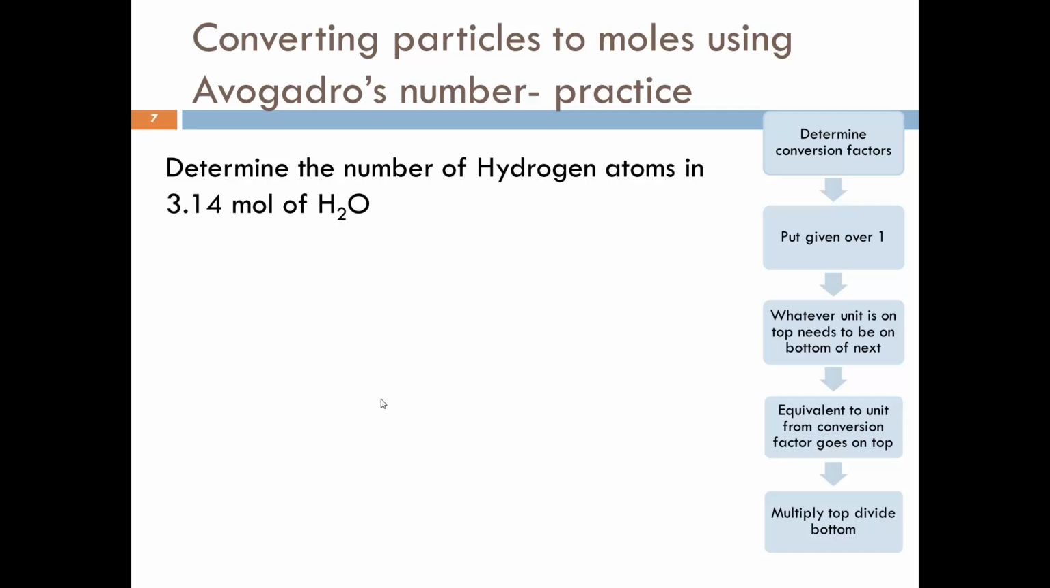Alright, let's take another problem. This one's going to be a little bit harder. Determine the number of hydrogen atoms in 3.14 moles of H2O. I see the word atom there, so that automatically makes me think I need Avogadro's number somewhere. We have a little issue here because it's asking for hydrogen atoms, but it's giving us water, which is a molecule. So the representative particle here for Avogadro's number will actually be molecules, not atoms, because there are 2 atoms in every molecule.